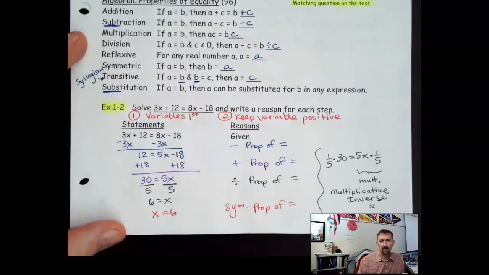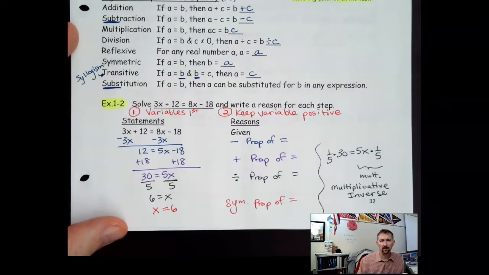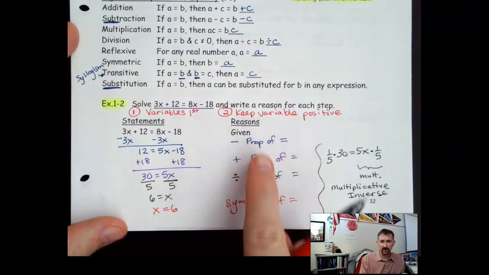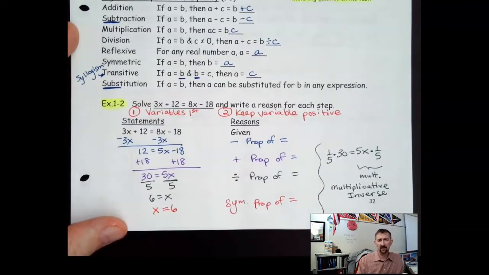All right? That's usually a test question where you have to write those steps out and you get a point for each. So a point on this side and a point on this side. So usually that would be about 8 points there.